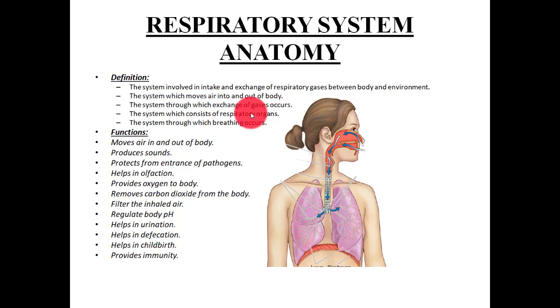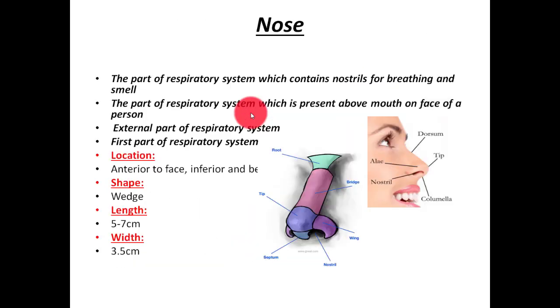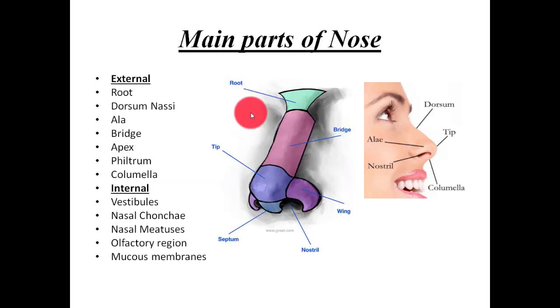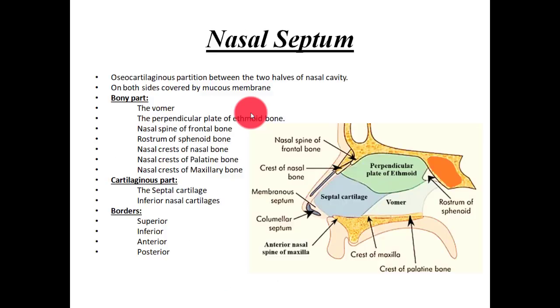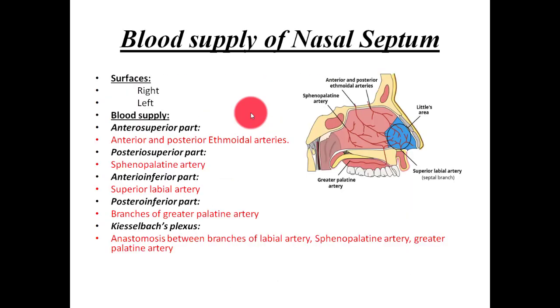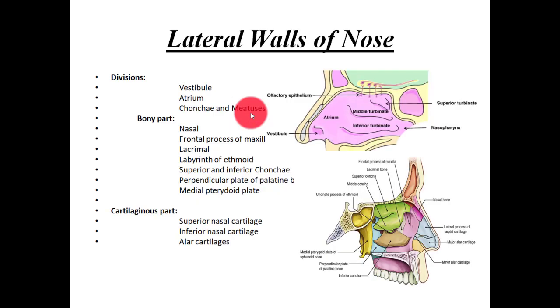Friends, in the anatomy of the human respiratory system, this was our first lecture. Then the parts of the respiratory system, the zones, the parts of the conducting zone. We discussed the nose, the main parts of the nose, the cartilages, the bones of the nose, the nasal septum that we discussed in the last lecture, the blood supply of the nasal septum, the innervation of the nasal septum. I hope you have watched those lectures.